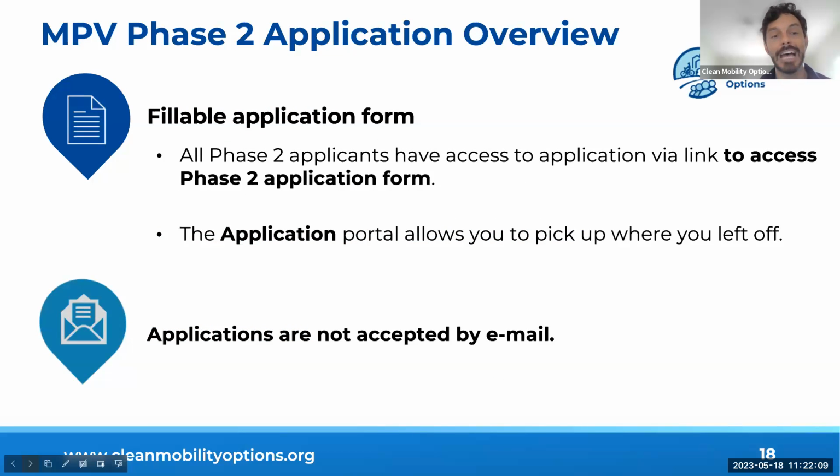And lastly, one of the key aspects of phase 2 is accessing the application. So all phase 2 applicants have access to the application via their original link to the phase 2 application form. The application portal offers a convenient way for applicants to access and complete their phase 2 application. You have a similar experience with phase 1, so it works the same way. It allows you to pick up where you left off, save your progress as you navigate through the form, and always go back to where you need to continue.